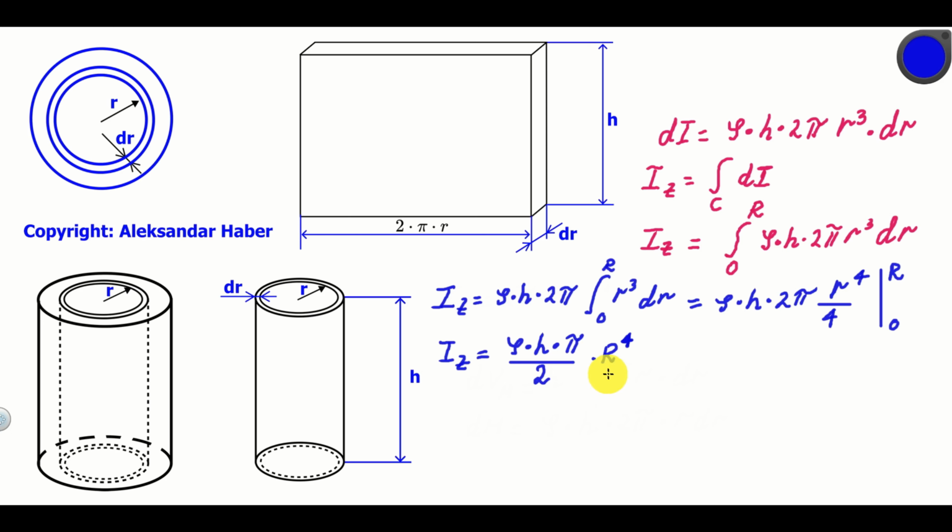However, let's write this expression in terms of the mass of the cylinder. The mass of the cylinder can be written like this. It's equal to the density of the material of the cylinder multiplying the volume. The volume of a cylinder is simply the cross-section area of the base circle multiplying the height h. Consequently, we will have r squared pi multiplying h.